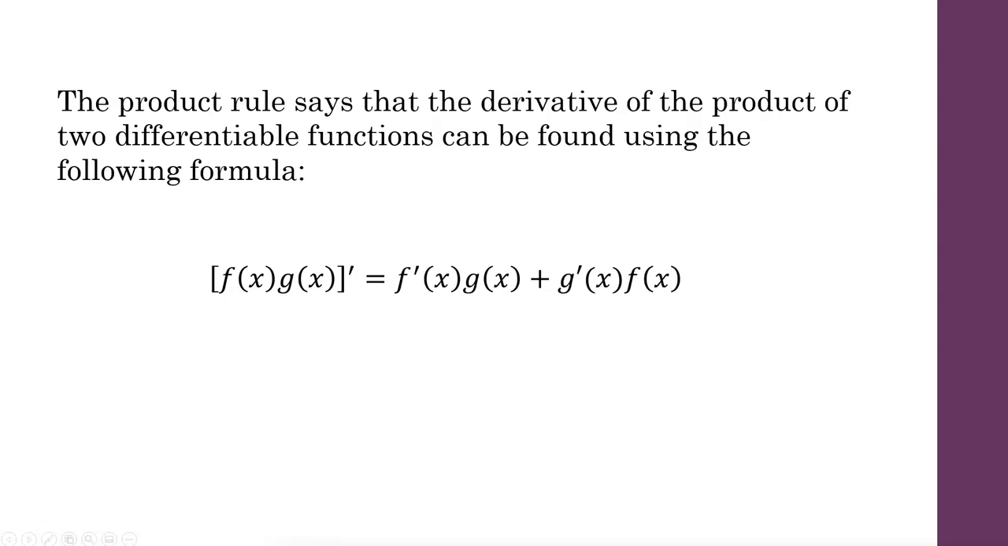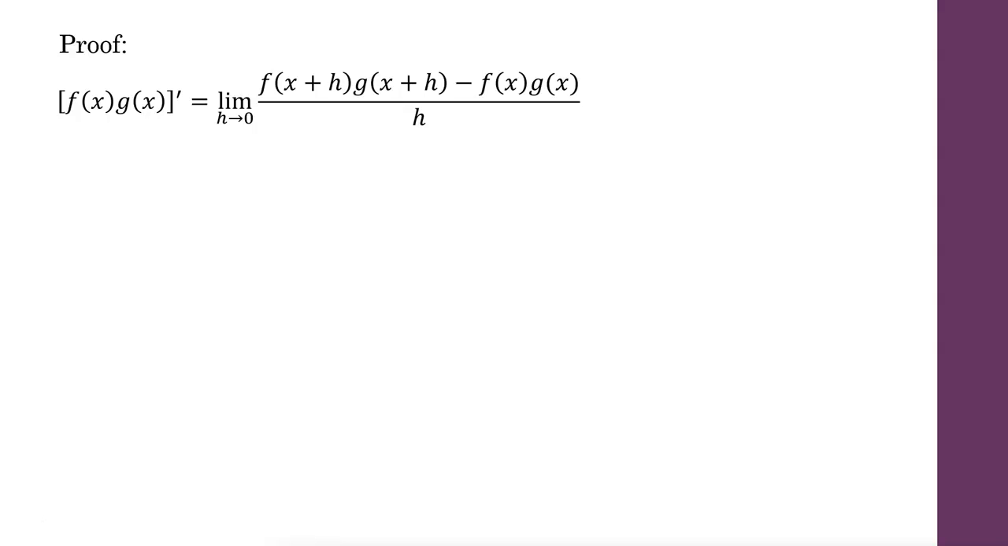Here's the proof of why this works. We'll start with the derivative's definition. We set up a difference quotient for the product of f of x, g of x, and take the limit as h goes to 0.